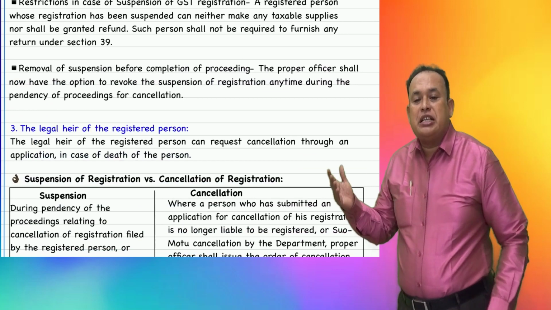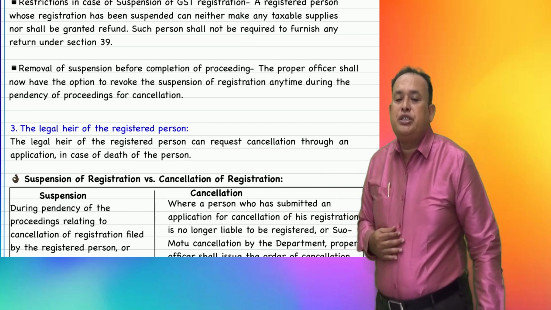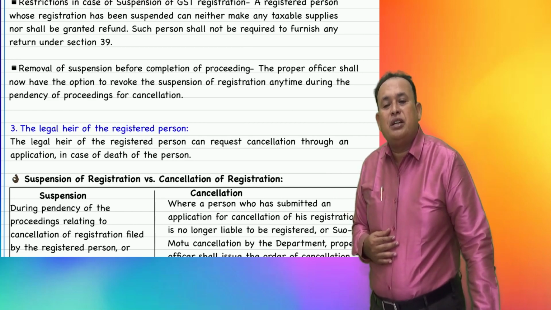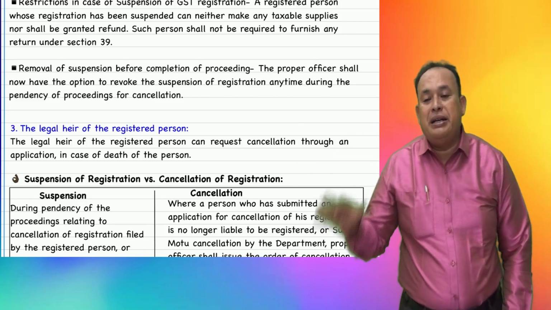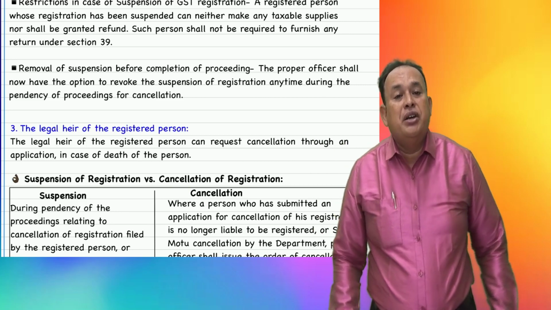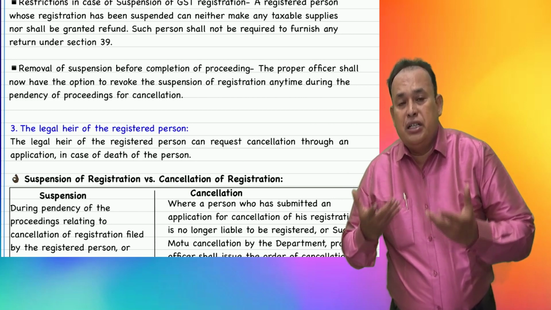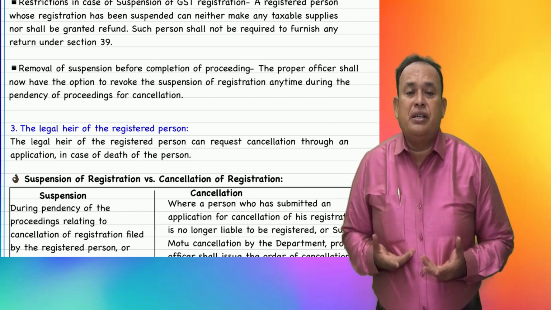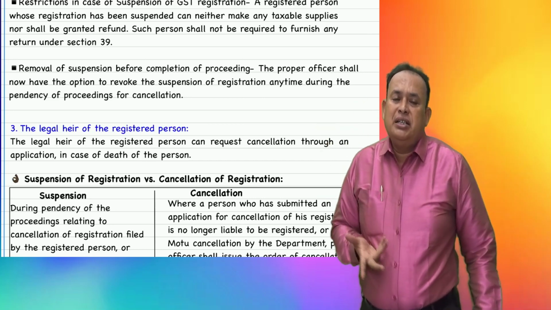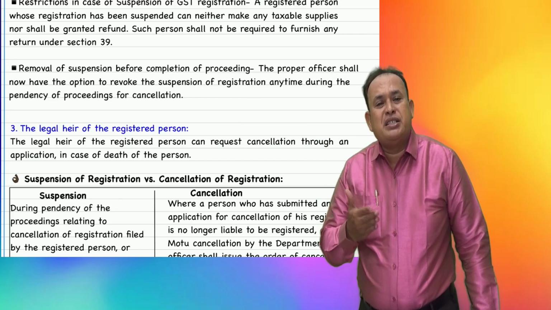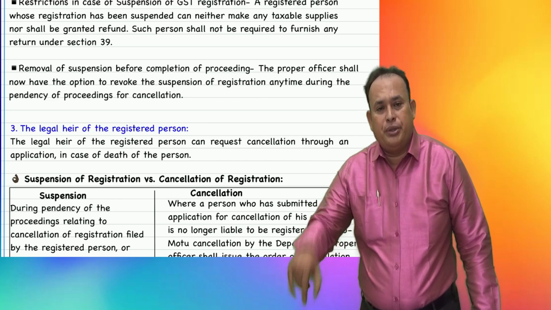Removal of suspension before completion of proceedings: the proper officer shall have the option to revoke the suspension of registration anytime during the pendency of proceedings for cancellation, where the taxpayer has given an honest reply with full satisfaction of the department officer, in the best interest of the revenue. The department officer will revoke the suspension of the registration before passing the order of cancellation. So the cancellation order will be dropped.